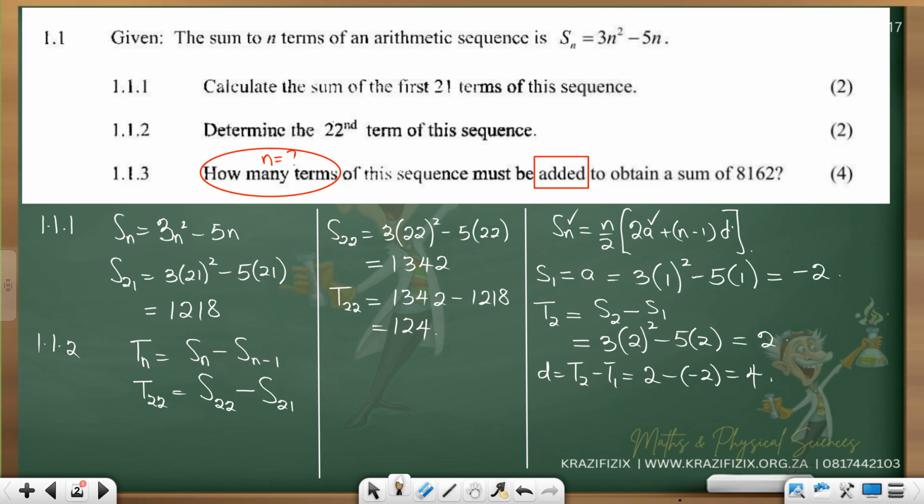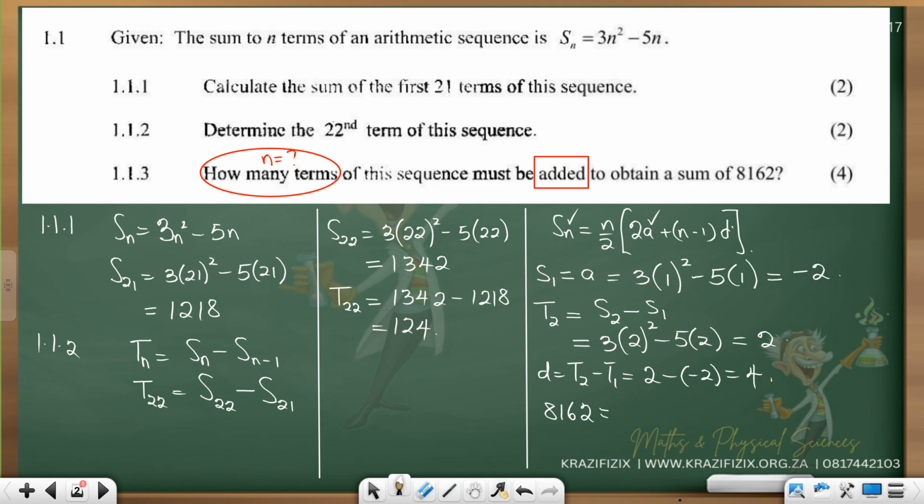Can we throw all of this inside that formula now and get N? You are going to do the maths for me, please. 8, yes. So, won't we be able to just say 8162 and use the formula in question, 3n squared minus 5n? Because it says Sn is equal to that, and then you move it over and factorize.